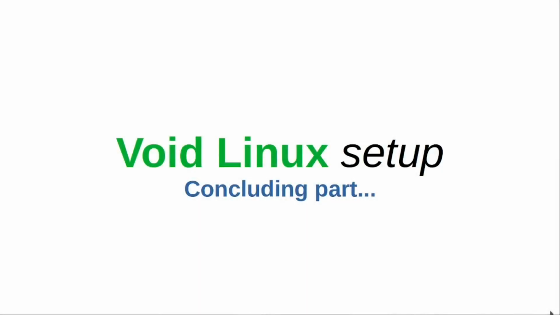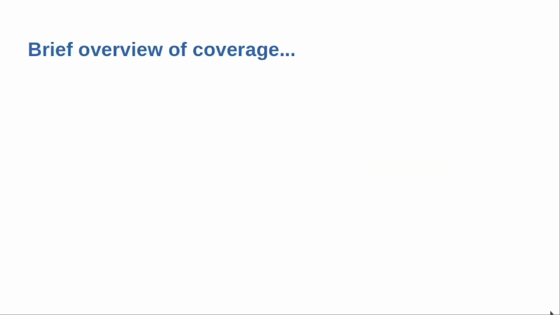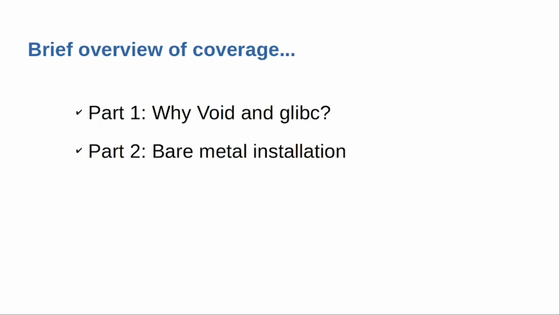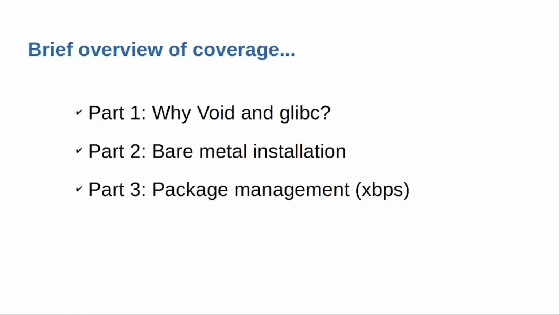This is the fifth and concluding part on setting up Void Linux. So far, in the first part, I discussed why I migrated to Void Linux and chose glibc instead of musl. In the second part, I demonstrated a bare metal installation. In the third part, we discussed the package manager. And in the fourth one, we discussed repositories.